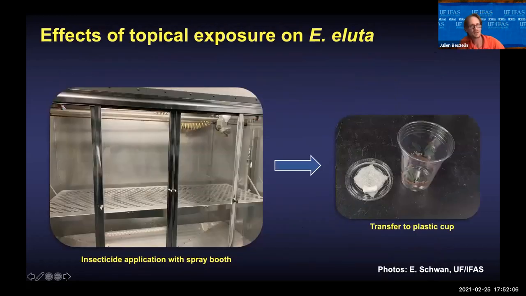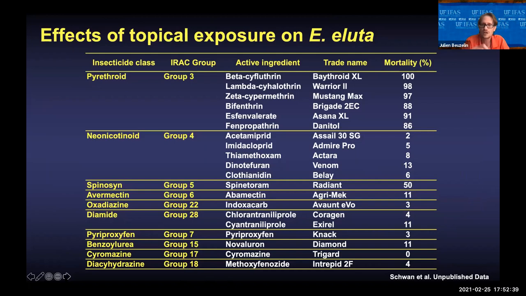So the first thing that Eric looked at was the effect of topical exposure. And so we worked with Euxesta eluta because this is the species that we do have in the lab that's easy to rear. For topical exposure, we used the spray booth with the high insecticide rates, sprayed groups of flies and then put them in those plastic cups and observed them for mortality after 24 hours. This was repeated multiple times for a total of close to 100 flies. And so here are the results.